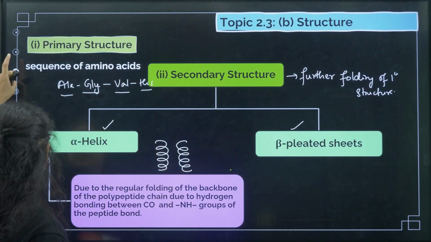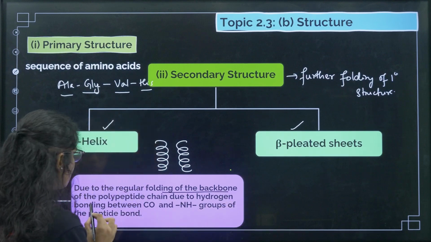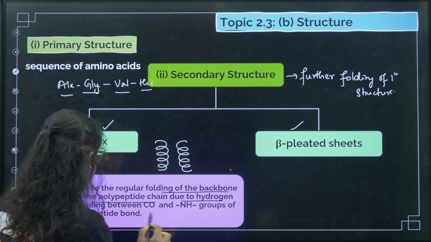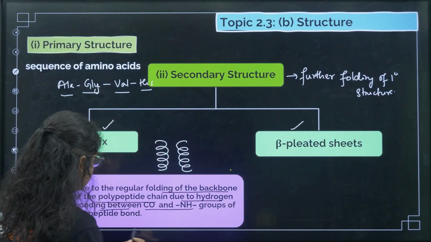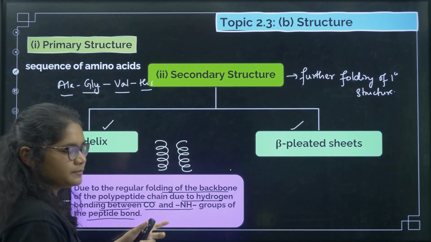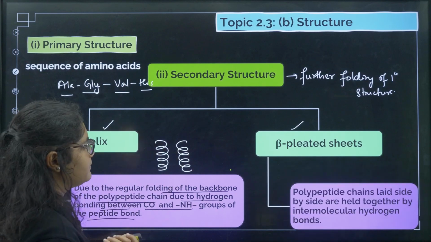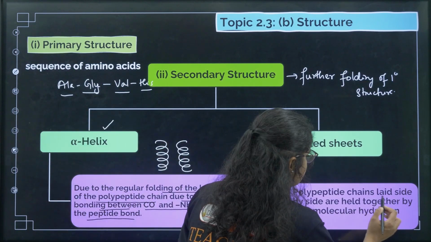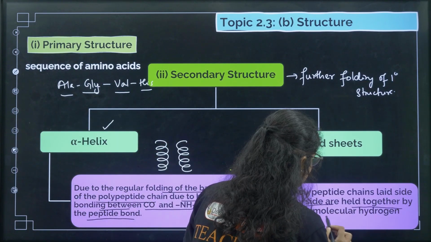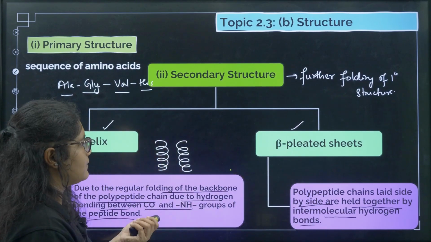Now what happens here? Due to the folding of the backbone of the polypeptide chain, there is hydrogen bonding between the CO and NH group of the peptide bond. I will explain this with the diagram. Now what happens in beta pleated sheets? In beta pleated sheets, the polypeptide chains laid side by side are held together by intermolecular hydrogen bonds. We will see the diagram and understand.